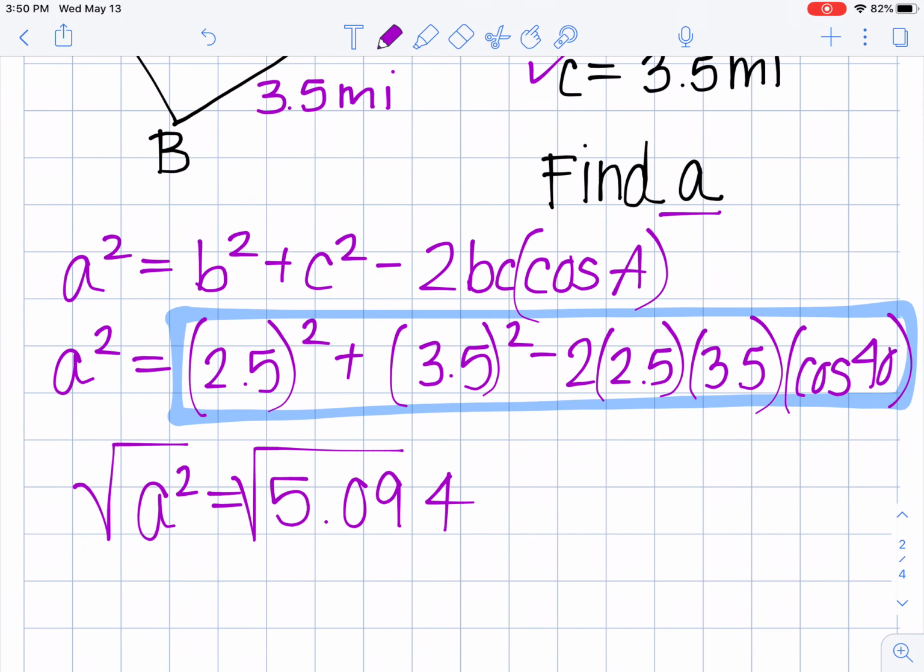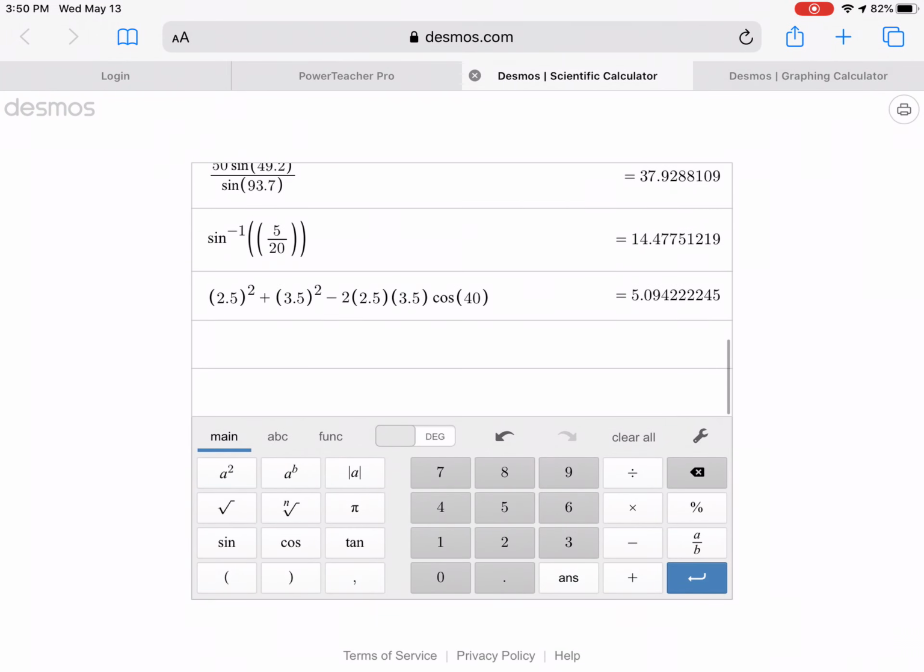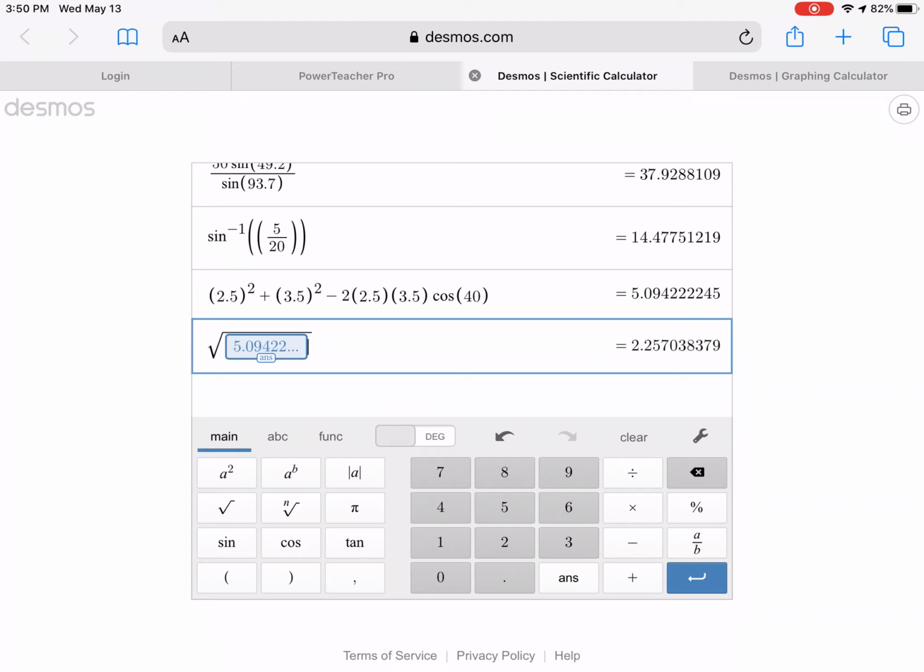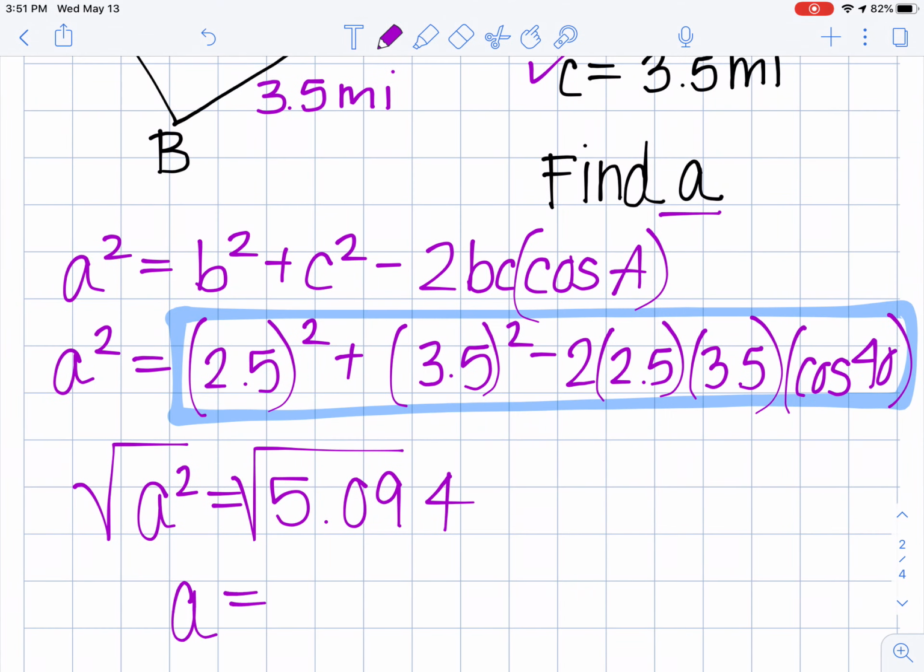So on my calculator, I'm going to hit square root, and then if I hit this button right next to the plus, you'll see it says ANS. It's going to pull my answer that I just got from the line above and put it in there for me, so I don't even have to type out the whole thing. So when I do that, I get 2.26, or 2.257. So A is equal to, we'll do 3 decimal places, 2.257, and the answer is in miles.